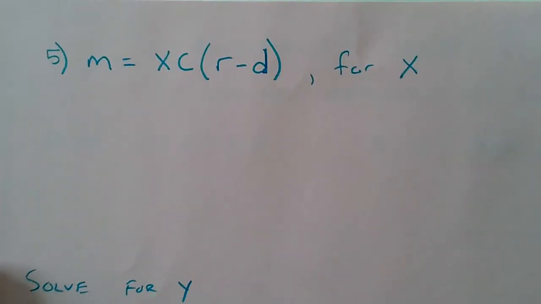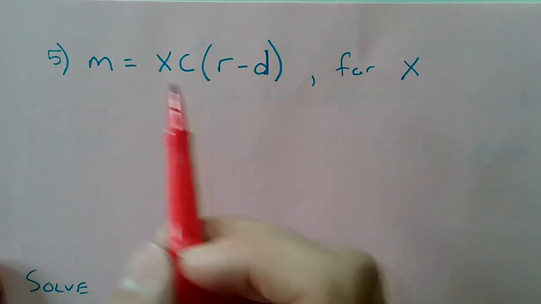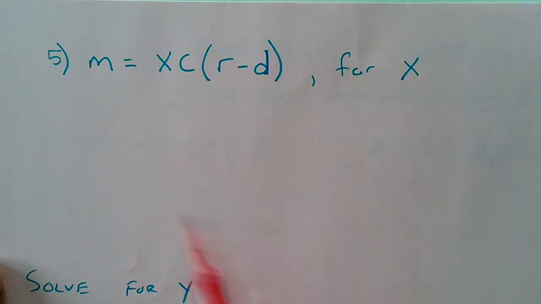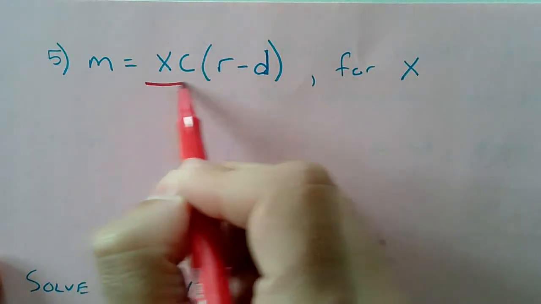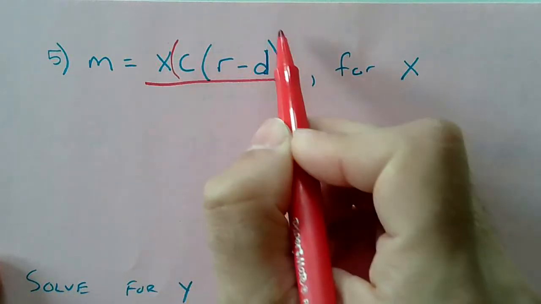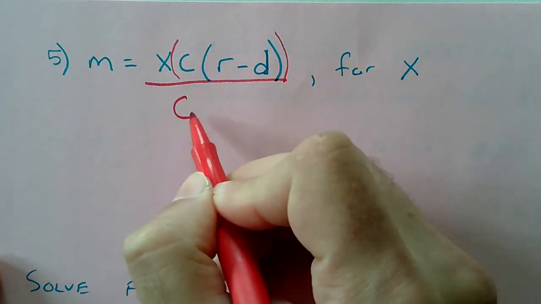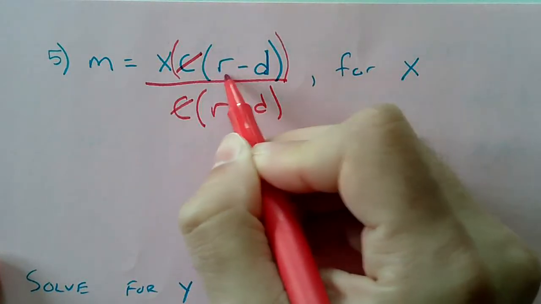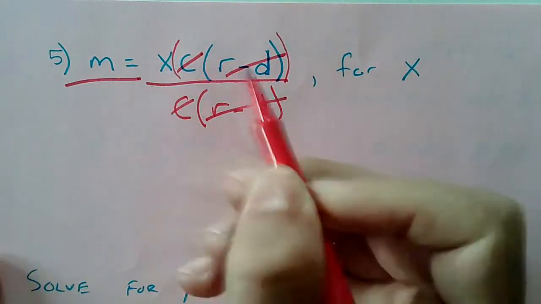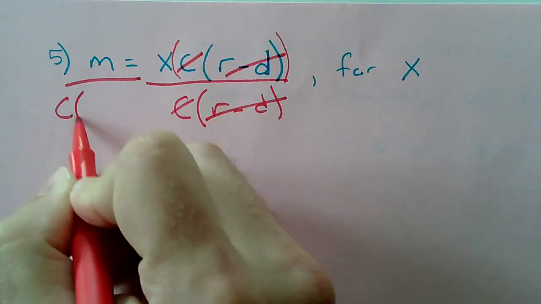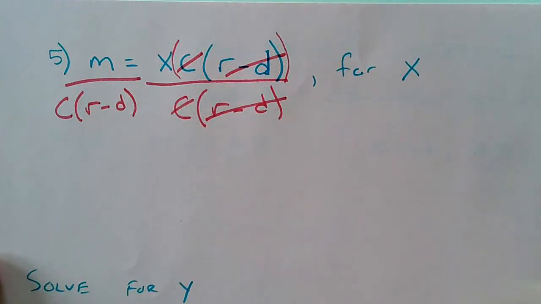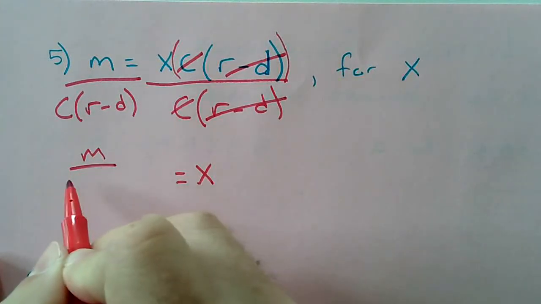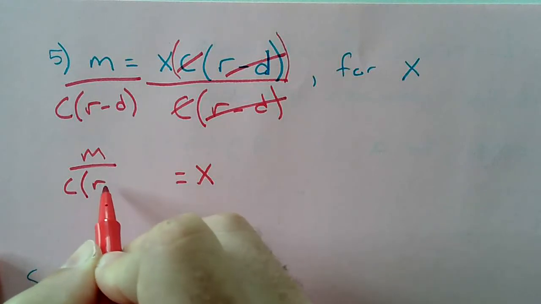All right, I got two more. Number 5. Here, we're solving for x. This was a trick. This is all multiplication. So what we can do here is actually divide by this whole factor to get x by itself. So we can divide by c times r minus d. This would cancel with this, and this would cancel with this. So on this side, I have m divided by c times r minus d. My final result would say x equals m divided by c times r minus d.